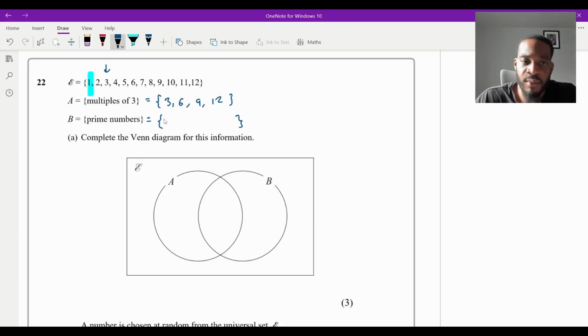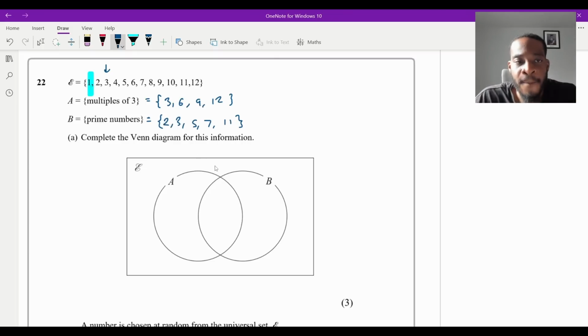So 2 is a prime number. It's got the factors 2 and 1. So is 3. So is 5. So is 7. So is 11. And these are going to be our set of numbers. So we've now changed the sets from descriptions to actual numerical values.